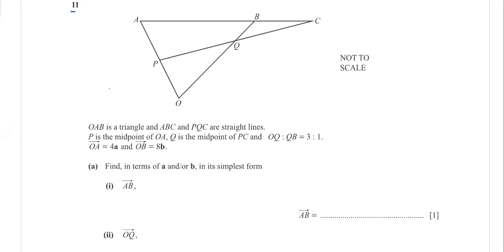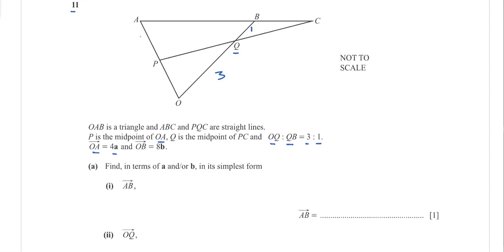Question number 11. OAB is a triangle and ABC and PQC are the straight lines. P is the midpoint of OA, and Q is the midpoint of PC, and OQ ratio QB is 3 ratio 1. OQ is 3 parts and QB is 1 part. They are in the ratio 3 to 1.